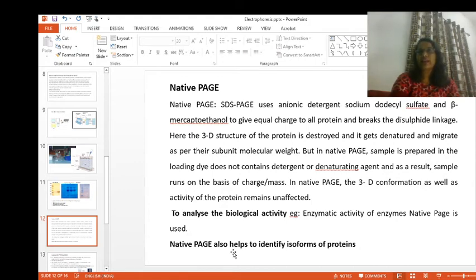Native PAGE also helps to identify the isoforms of protein. Isoforms of protein have the same function, but there is very little difference in the amino acids. Very little difference in the amino acids means there is a difference in the charge. So that difference in the charge will be highlighted in native PAGE. So the movement will be based on both mass to charge ratio. In that case, we can see different bands if it has isoforms of protein. But in SDS-PAGE, that will be shown only as one single band.